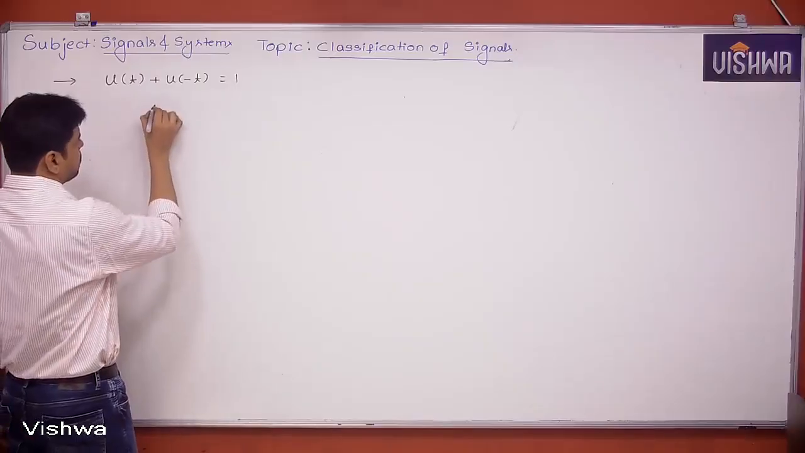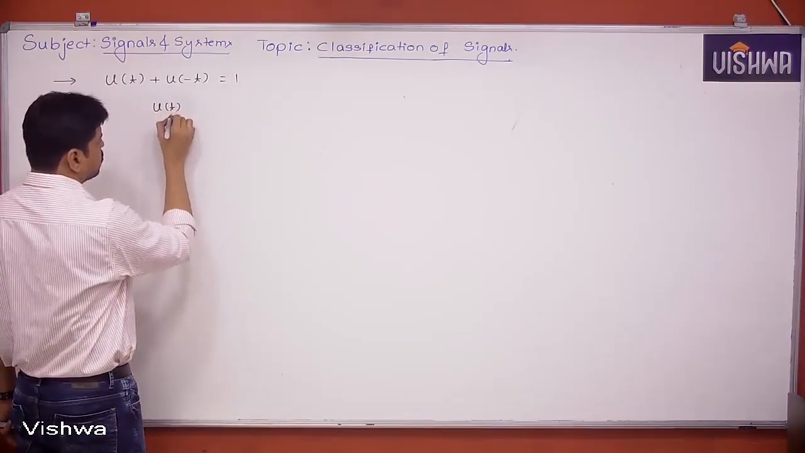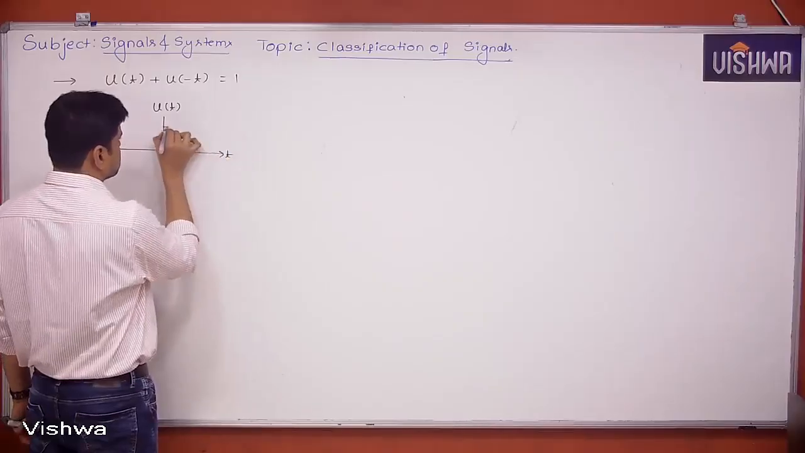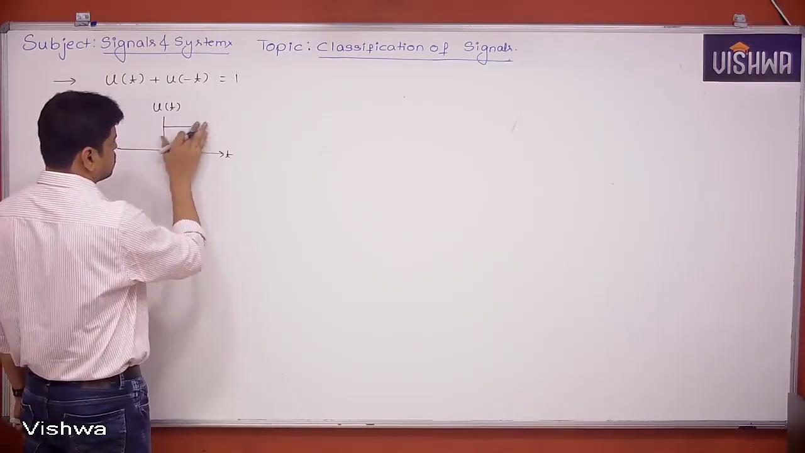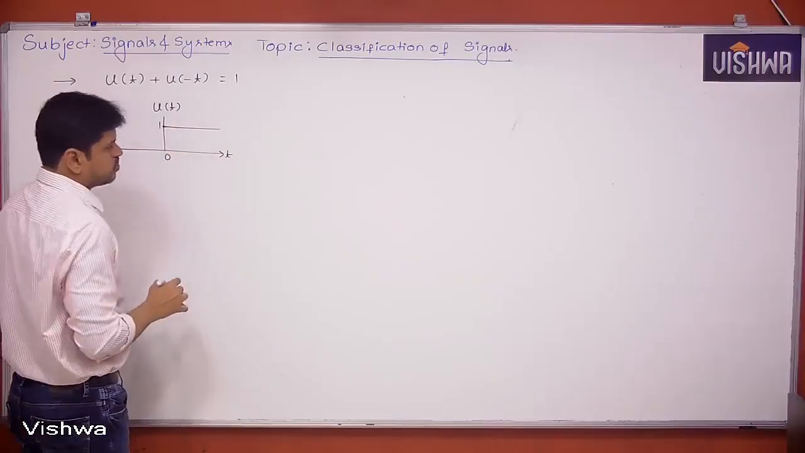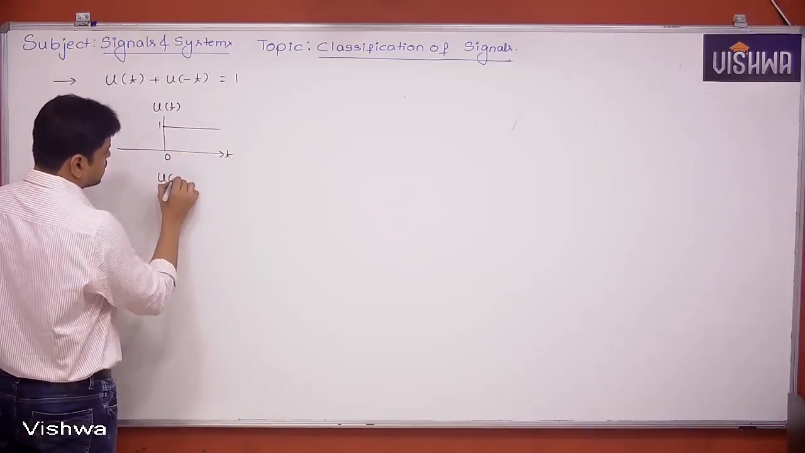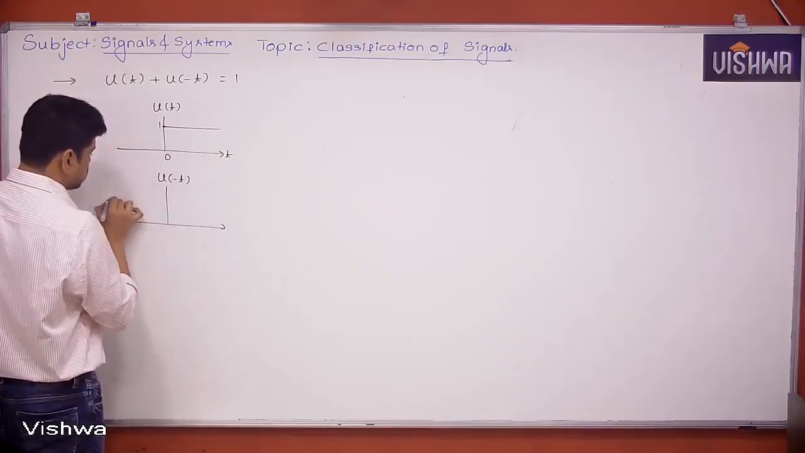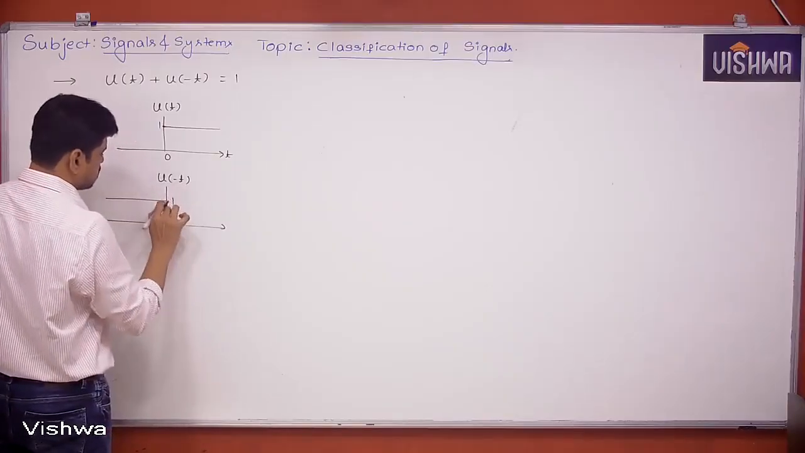Let's say u of t, how does it look like? This is how it looks like, whose value is equal to 1. U of minus t, that means existing only for negative values of time. That's what this is.